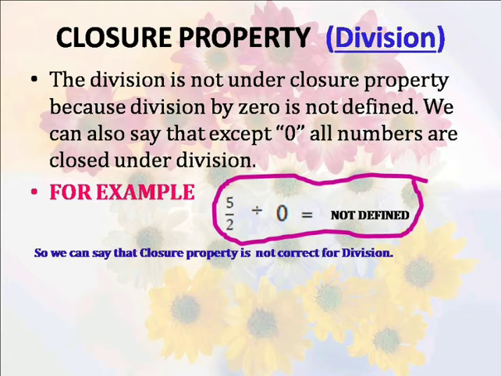Number 4. Closure property for division. The division is not under closure property because division by 0 is not defined. And one more thing, we can say that except 0, all numbers are closed under division.